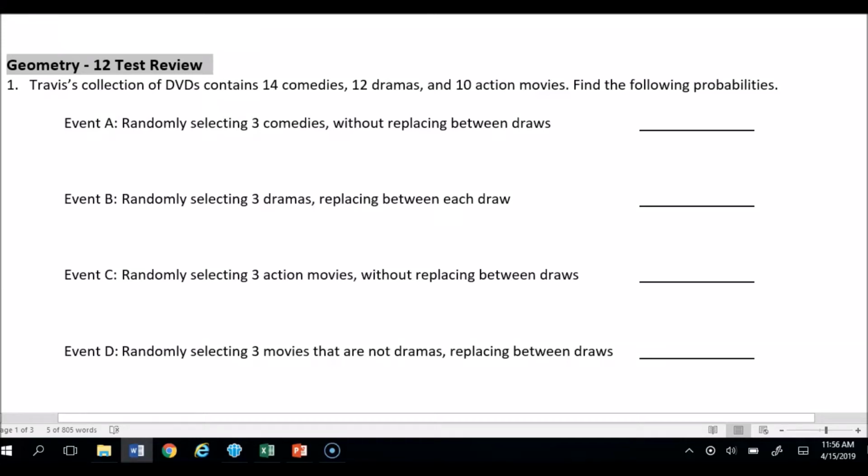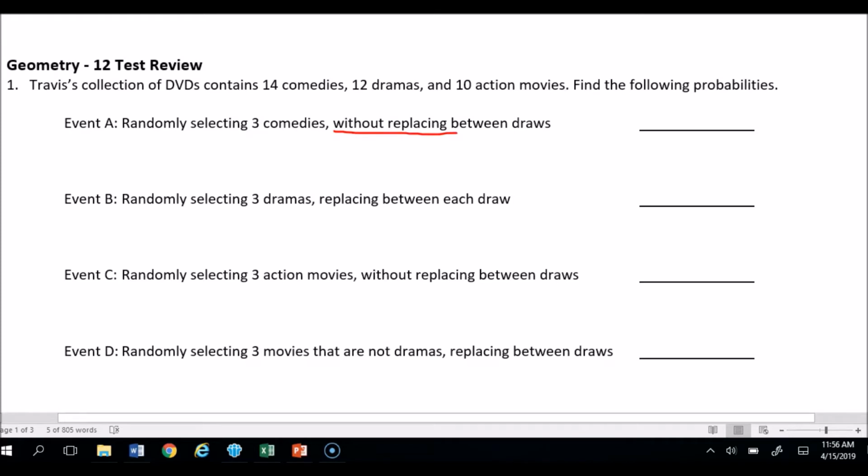So in this video, I'm going to go over the Unit 12 test review. Number 1 says Travis's collection of DVDs contains 14 comedies, 12 dramas, 10 action movies. Find the following probabilities. So event A says randomly selecting 3 comedies without replacing between draws. So if this is without replacing, then we know that this is dependent, so things are going to change.